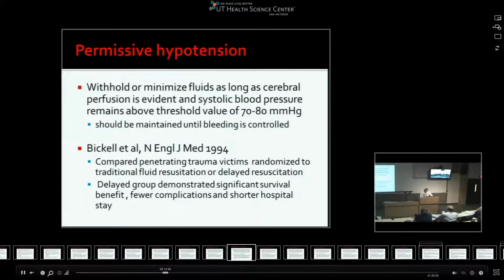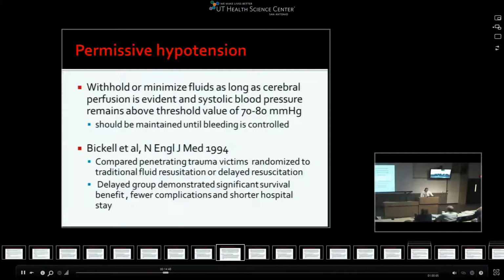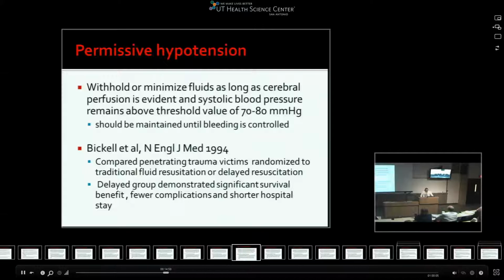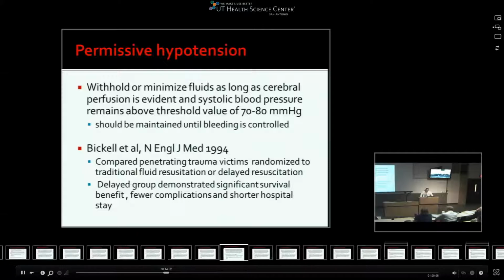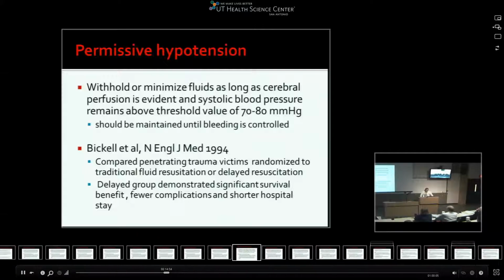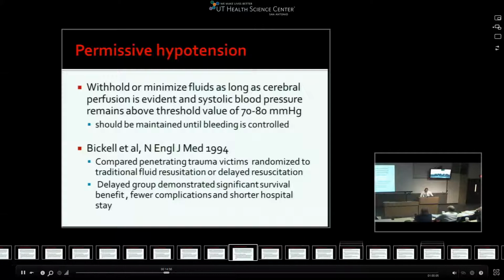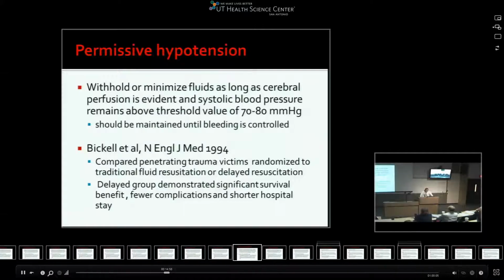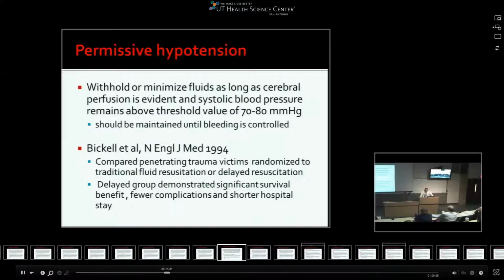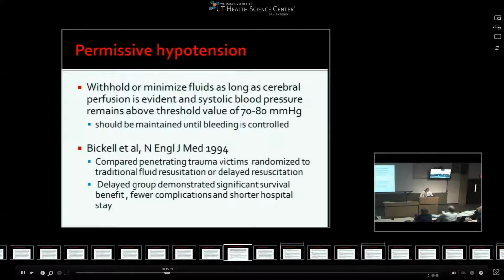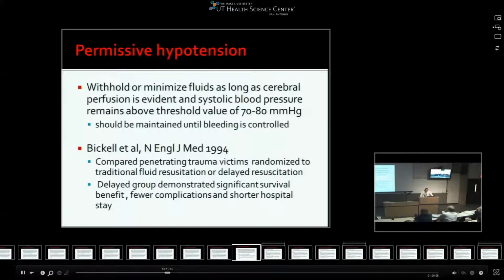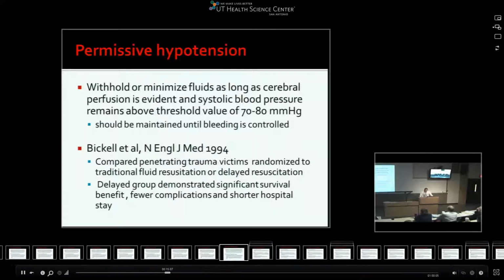A landmark study from Bickell et al. was published in the New England Journal of Medicine in 1994 and compared penetrating trauma victims randomized to traditional fluid resuscitation versus delayed resuscitation, and he was able to show that in the delayed group, a significant survival benefit and fewer complications and a shorter hospital stay.